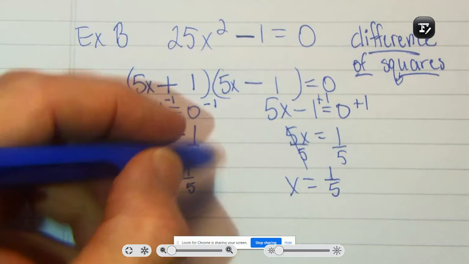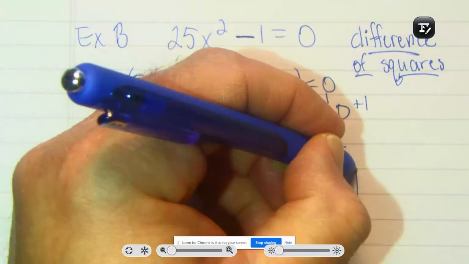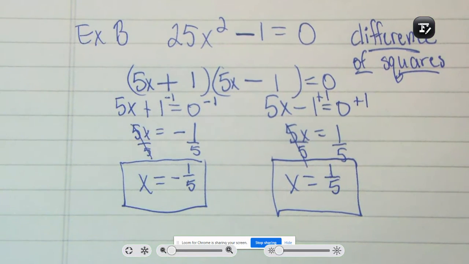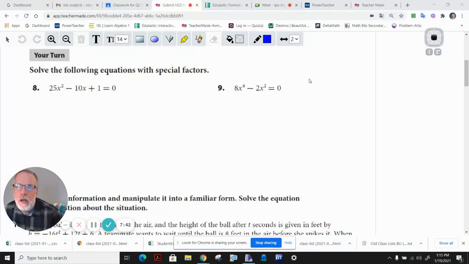So my answers then is x is equal to negative 1/5 and x is equal to positive 1/5. All right, I want you to look at these 2 equations. I'm going to pause the video and give you a chance to work those 2 on your own, and I'll come back and show you how to do those.